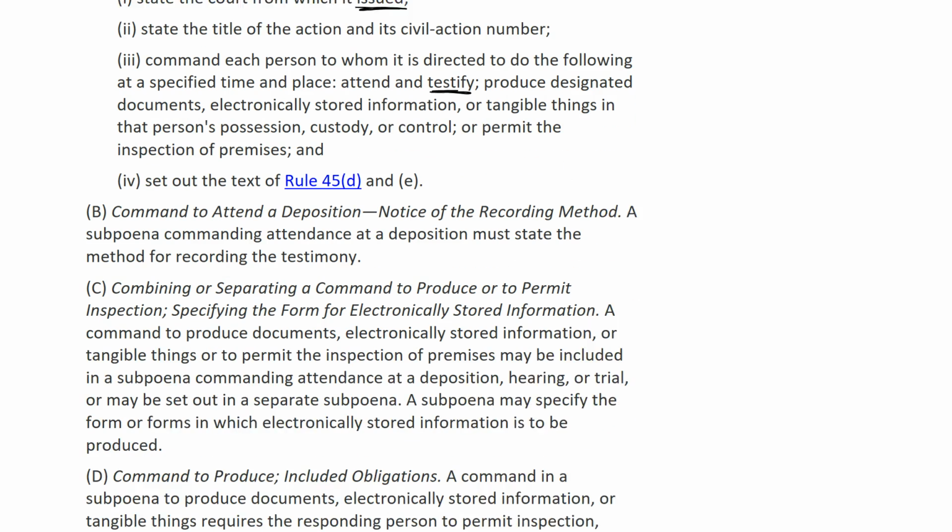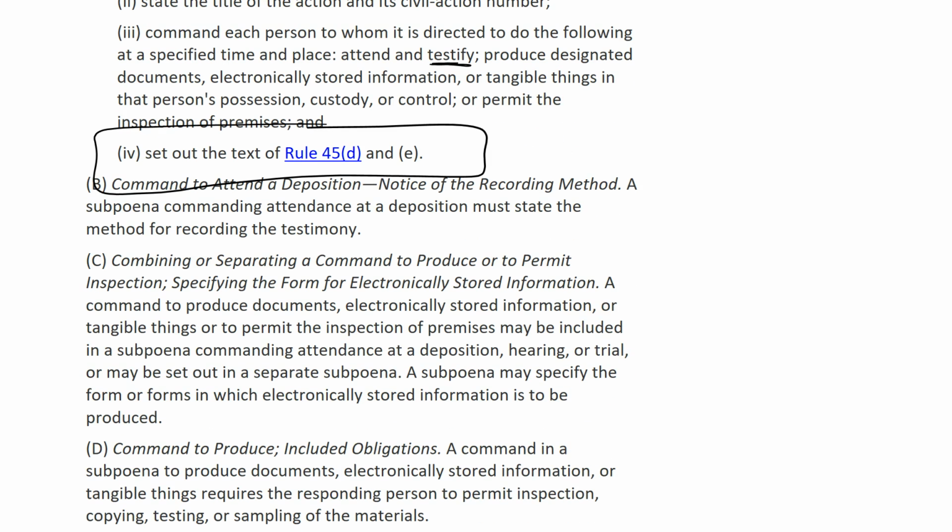Now, here's an important thing. The rule has to set out the text of 45 D and E, and that has an analogy in Rule 4. Rule 4 indicates that certain information has to appear in the summons, right? There's certain magic language that has to go in the summons. Well, the same thing is true here.